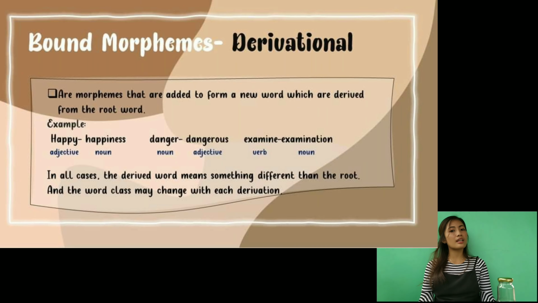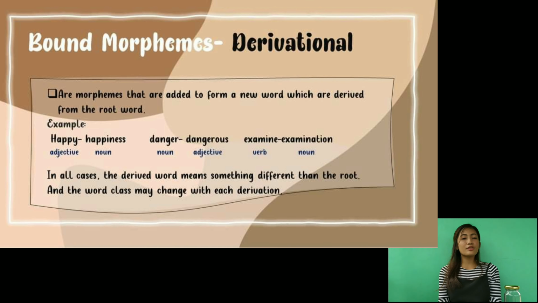For the suffix, we can use the word ness and add a root word happy to make it happiness. We can also use, for the word sing, we can add s. S is a bound morpheme that we can add to make it plural. So now let's move on to the first type of bound morphemes, which is the derivational morpheme.